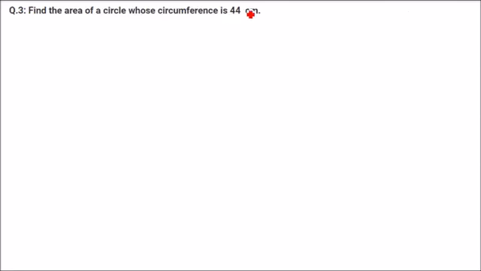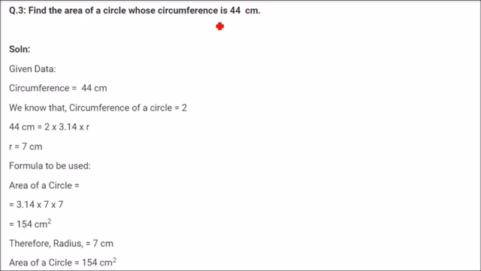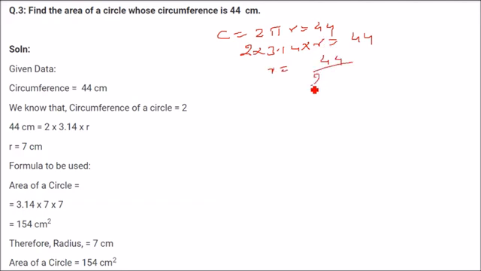Find the area of a circle whose circumference is 44 centimeter. So now the circumference is given. Circumference is 2 pi r, and this is 44. 2 into 3.14 into r equal to 44. So we are going to get r from here. So r will be equal to 44 by 2 into 3.14. So you are going to get this as 7.